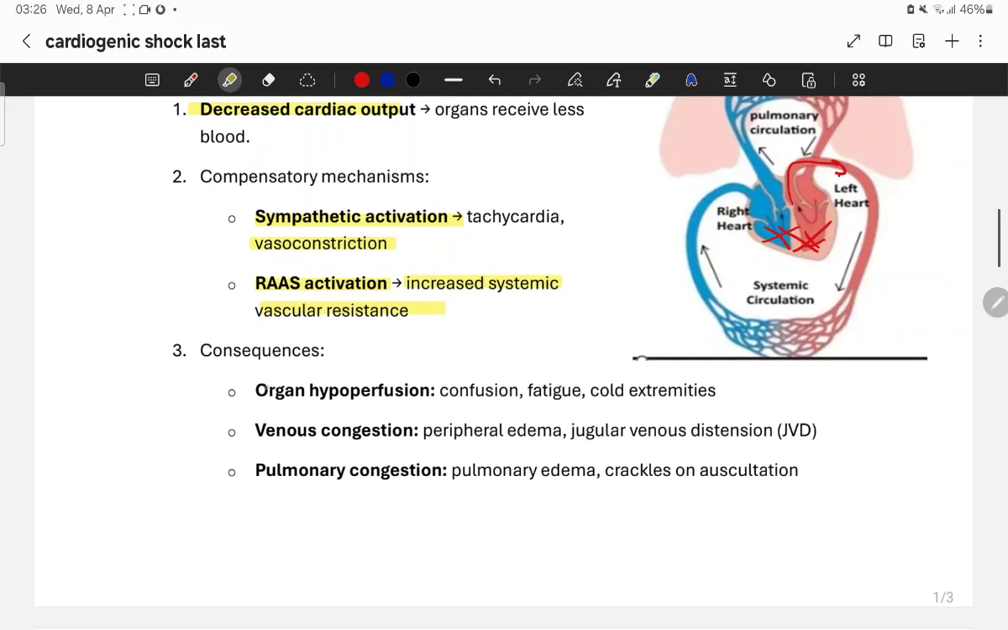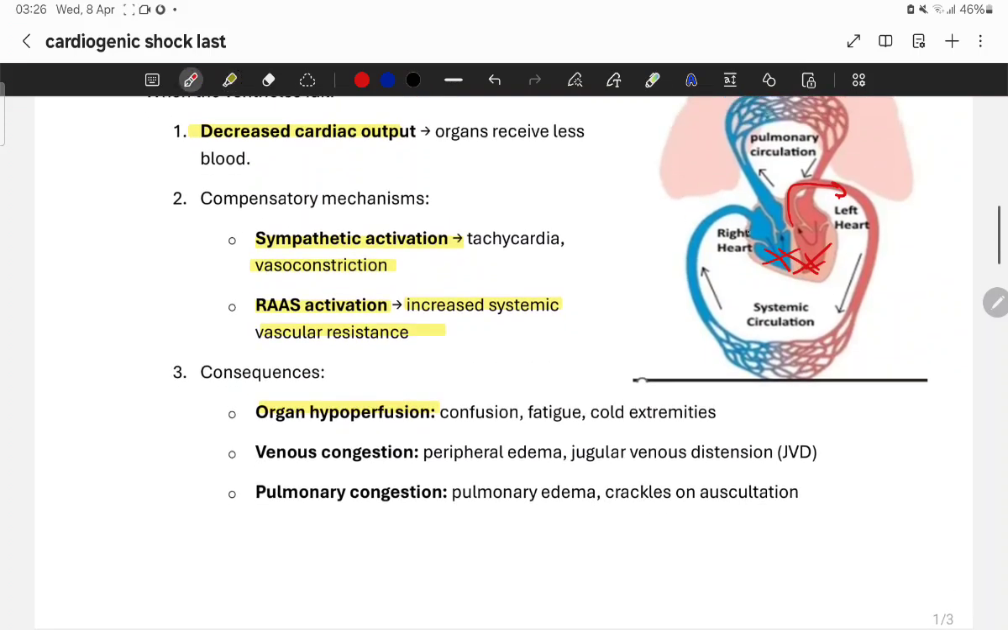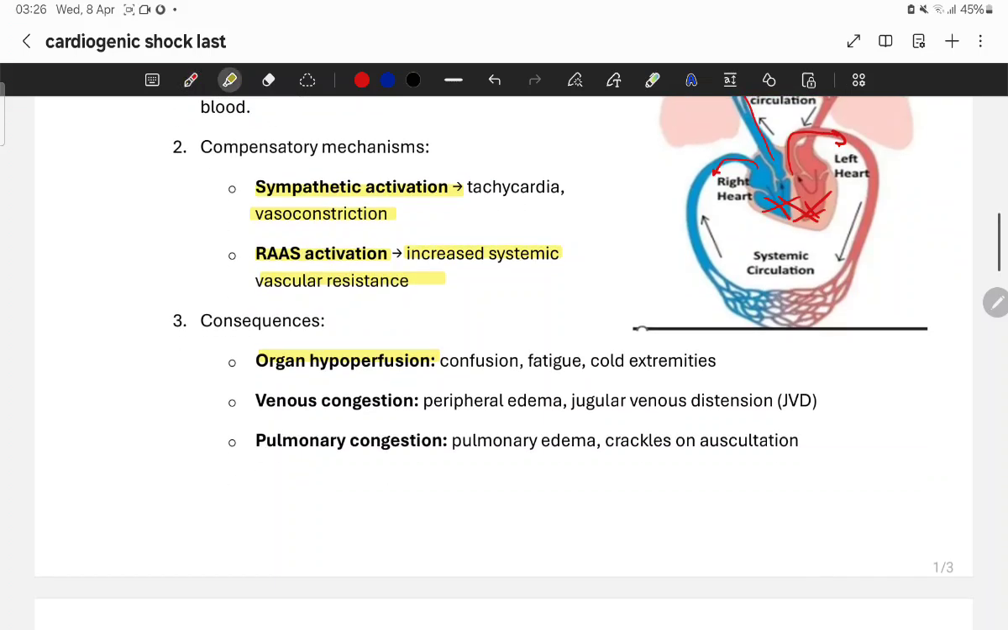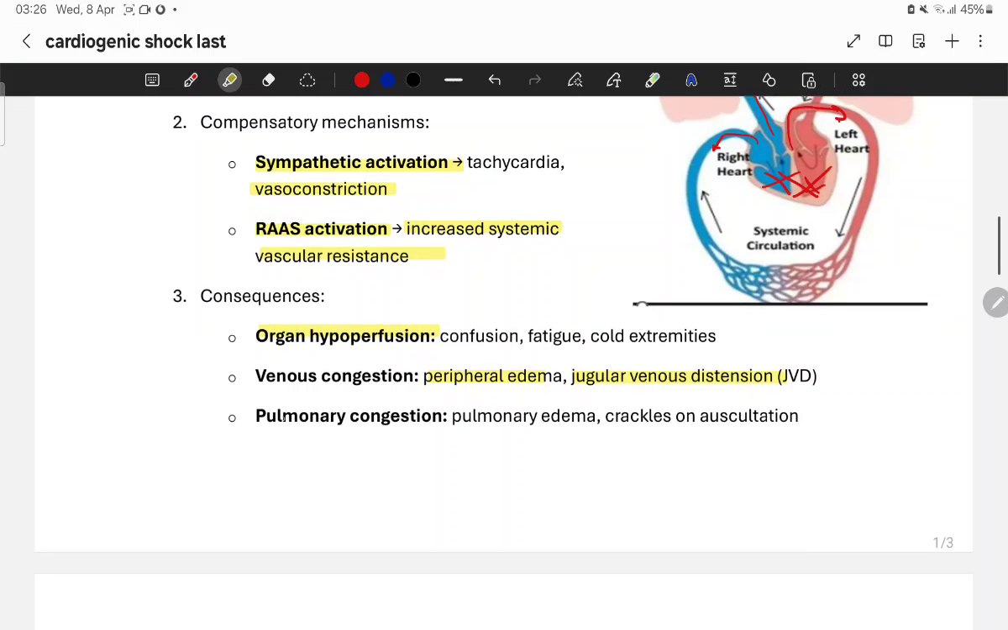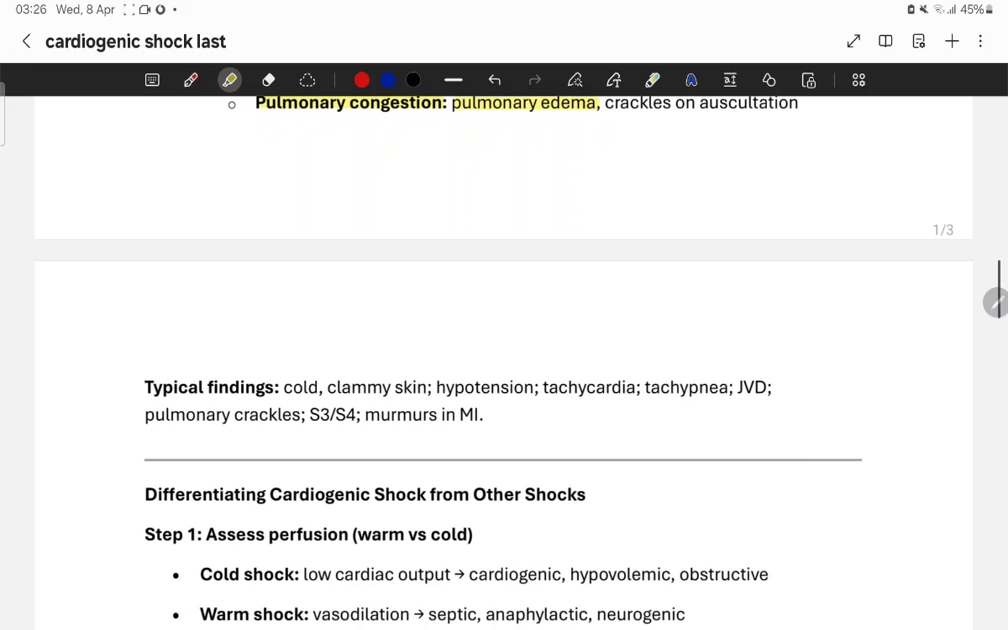What are our consequences? Organ hypoperfusion, and blood will start to accumulate in the veins. The two venous beds: the systemic venous congestion leading to peripheral edema and jugular venous distension, and the pulmonary congestion leading to pulmonary edema. So, what are our typical findings?